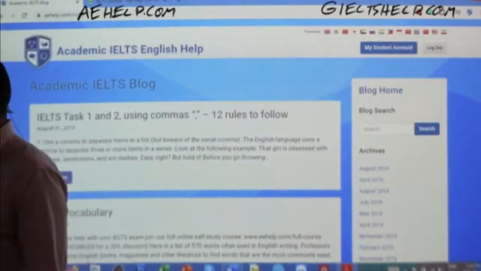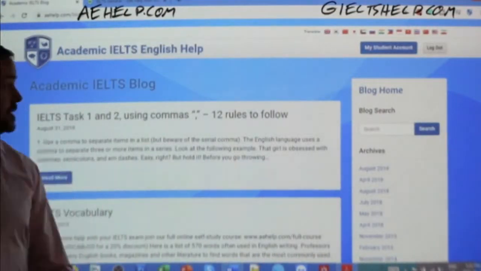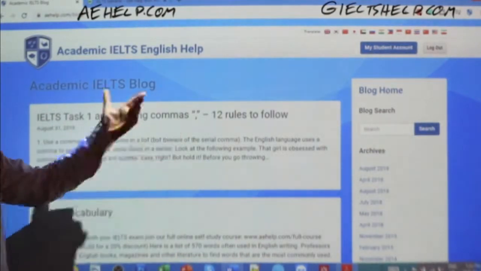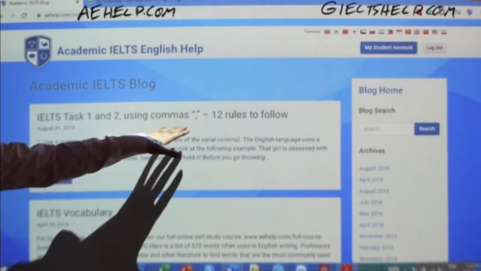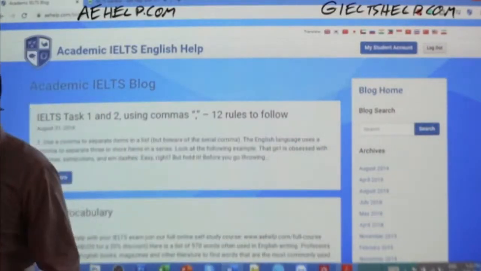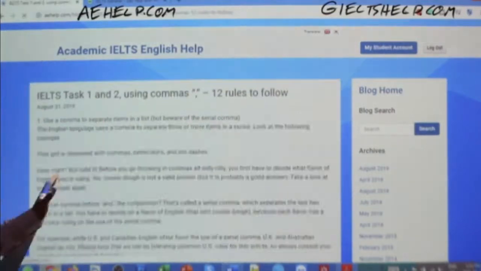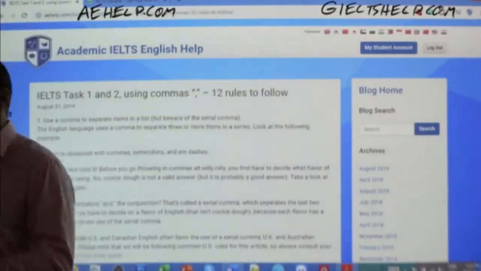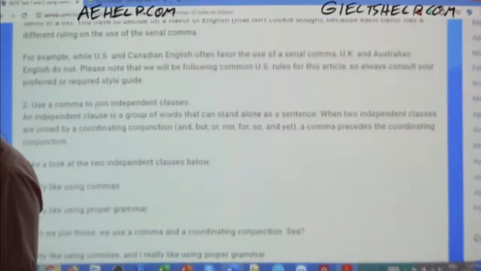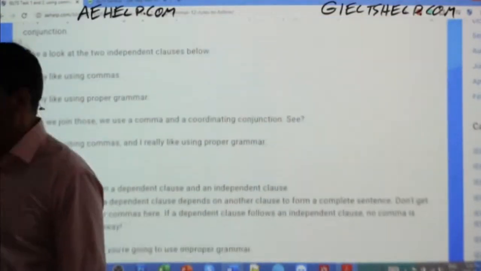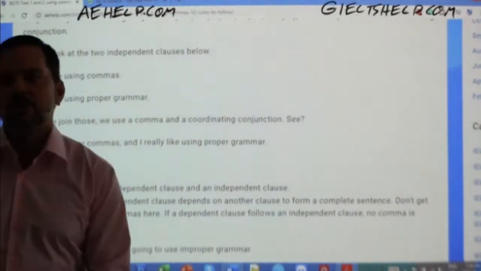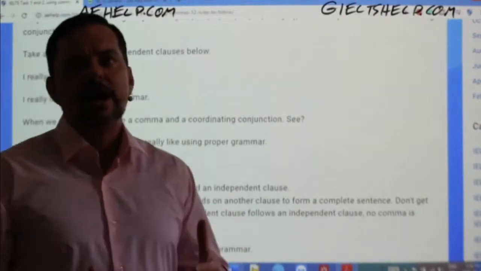So I just opened up the blogs here, and you can see here's IELTS Task 1 and 2, how to use commas. I think somebody actually asked me about that in the last question and answer session. And here are 12 rules. So you can click the read more, and then it opens up. And then you have lots and lots of information and examples of how to use commas appropriately in the English language.